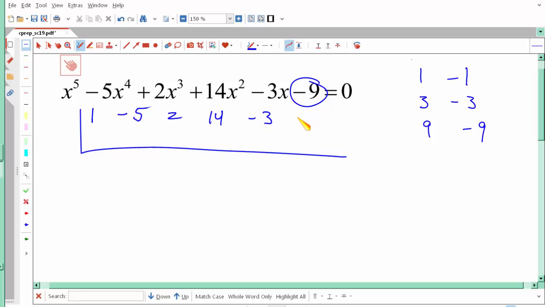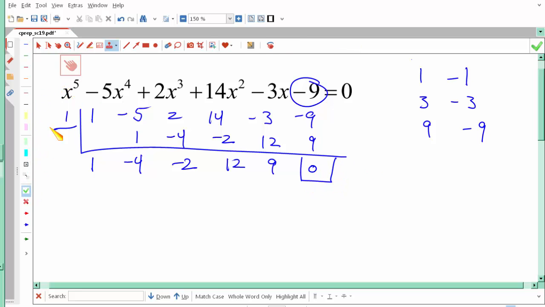Okay, so I'm going to start doing synthetic division, starting at the beginning of the list with 1. I bring down the 1, multiply, add, multiply, add, multiply, add, multiply, add, and multiply, and that gives me a remainder of 0. So that means 1 is one of my roots, or one of my solutions to the equation, and x minus 1 is a factor.